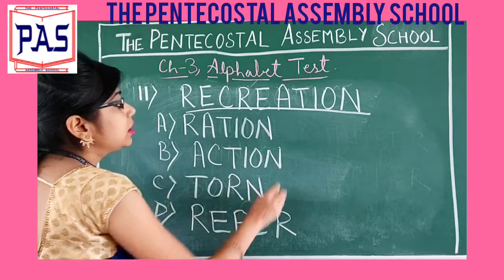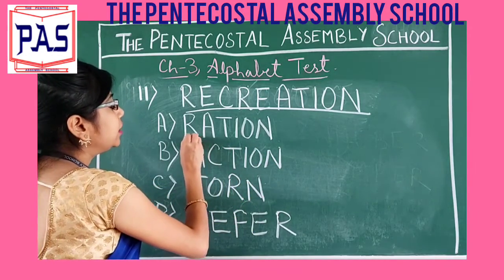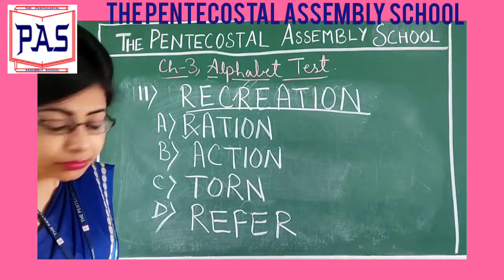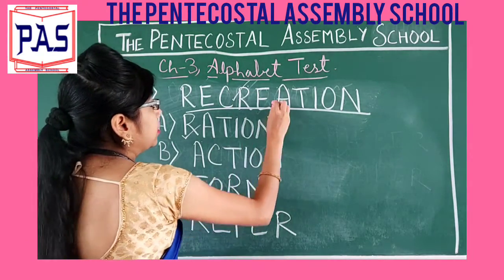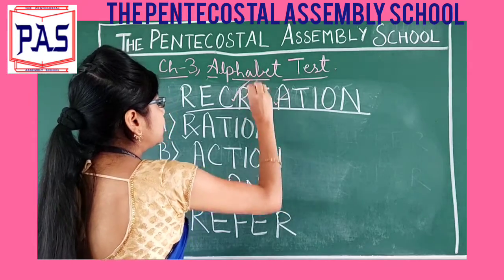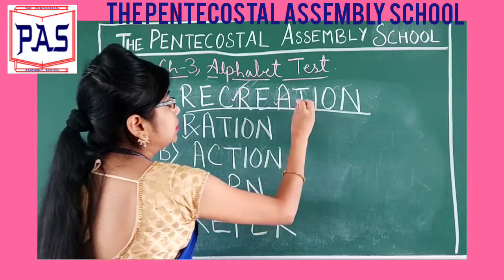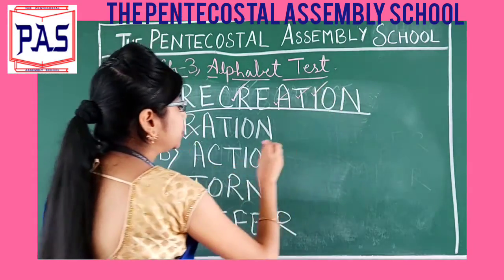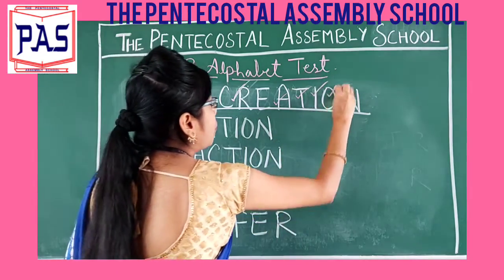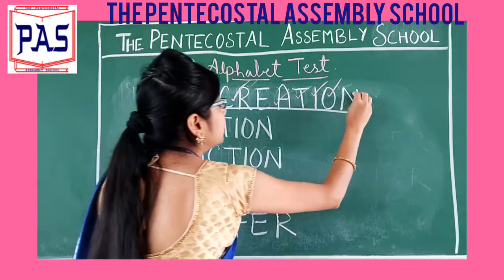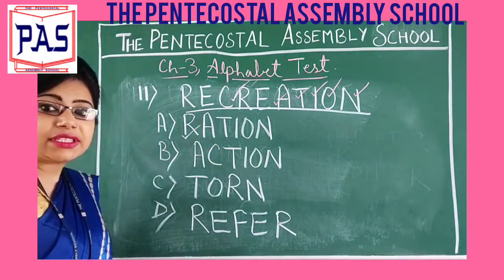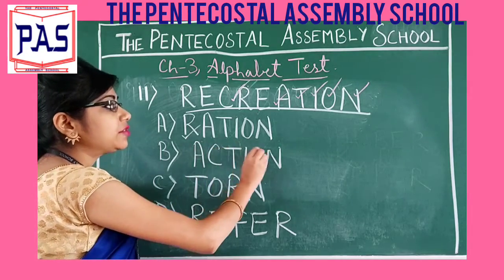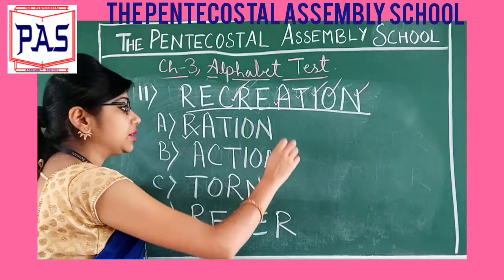R-A-T-I-O-N. Here you can see the letter R. R is there, yes. A is there. T, yes, T is also there. I is also there. O, N. Yes, it means that we can make the word ration from the word recreation.